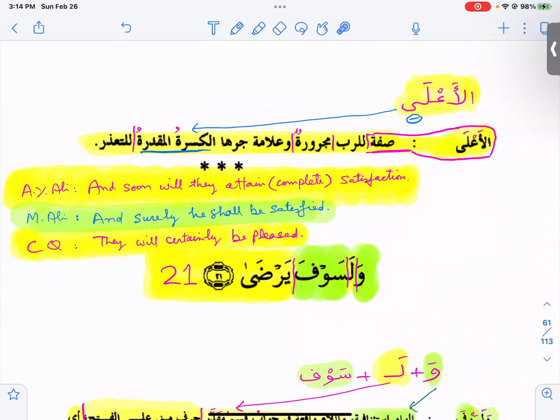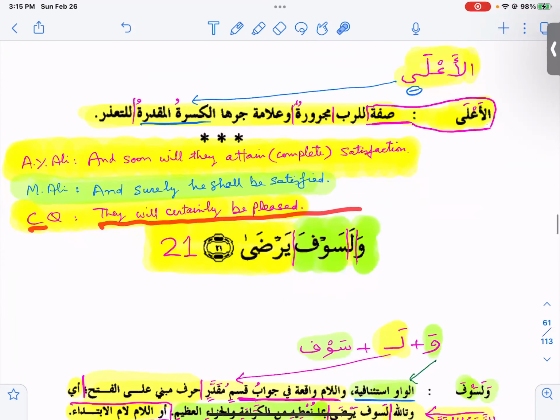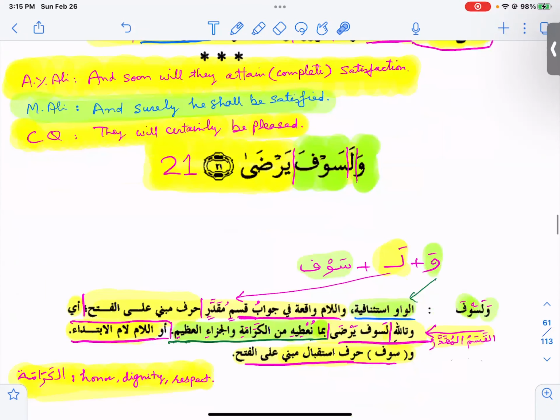Wa lasawfa yarda. Yusuf Ali, Abdullah: And soon will they attain complete satisfaction from Allah subhanahu wa ta'ala. Morally: and surely he shall be satisfied. Clear Quran: they will certainly be pleased. The sawfa yarda. Wow, is enough. Fine. La, allamu waqi'atun fi jawabi qasamin muqaddar.